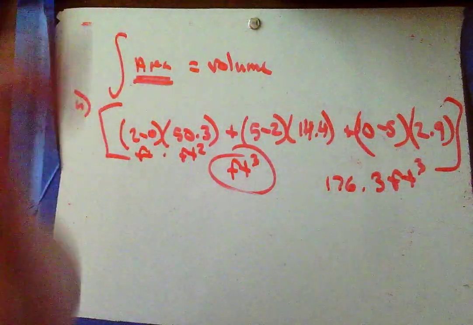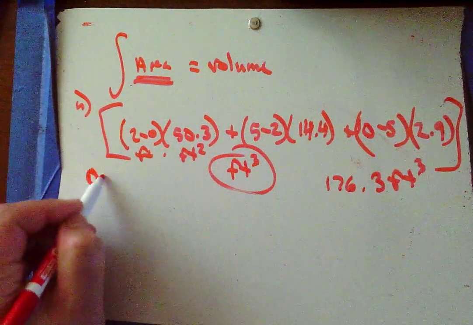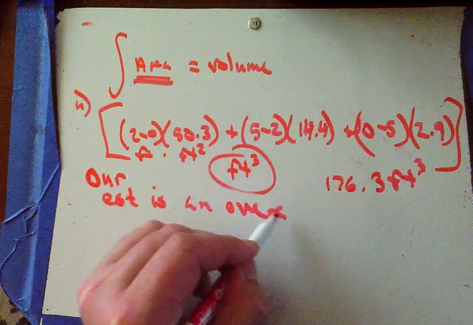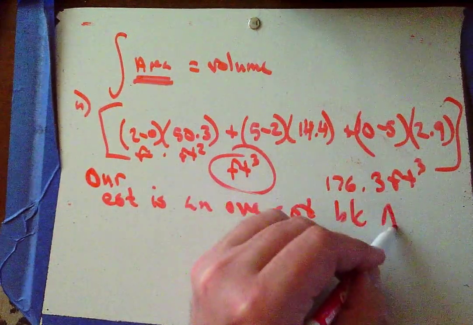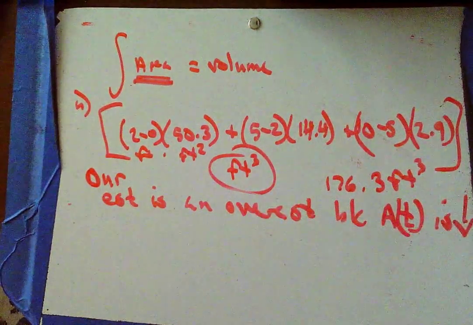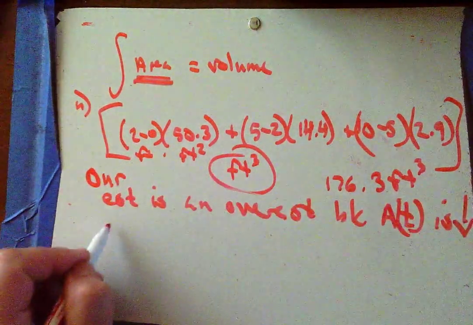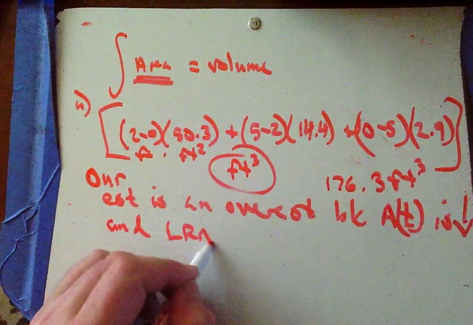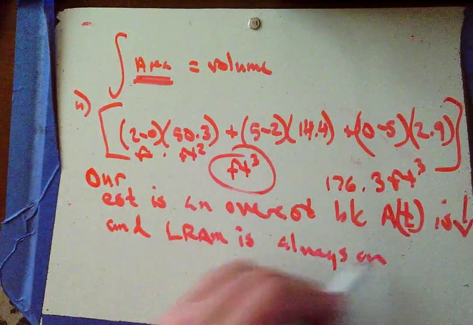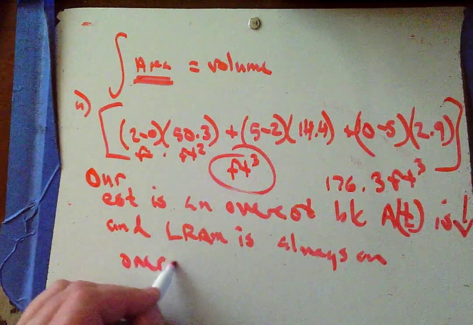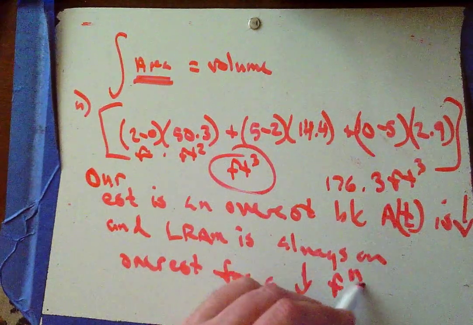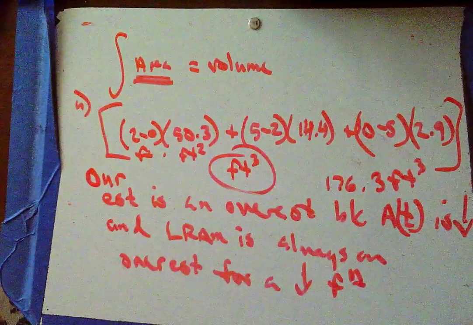And so I'm going to say our estimate is an overestimate because A of t is decreasing, and a left Riemann sum is always an overestimate for a decreasing function. Okay. Now what?